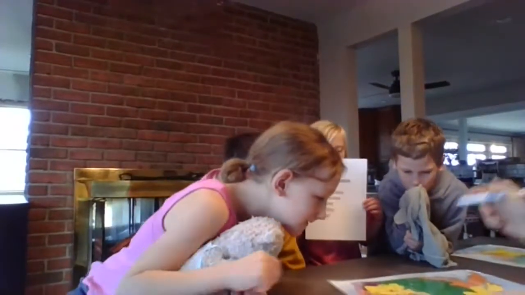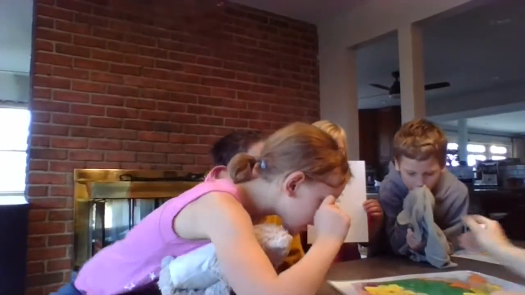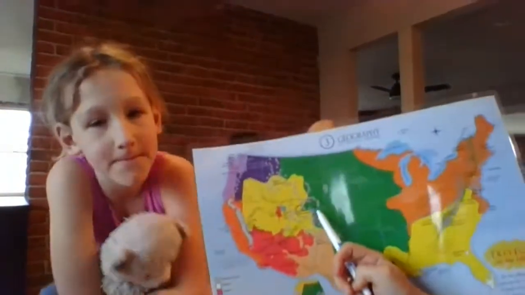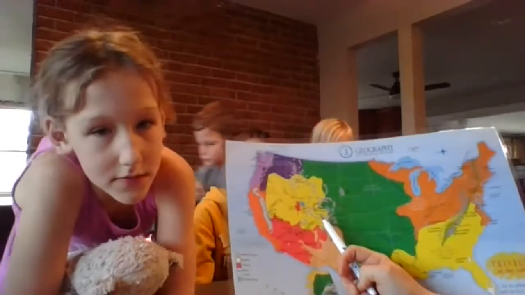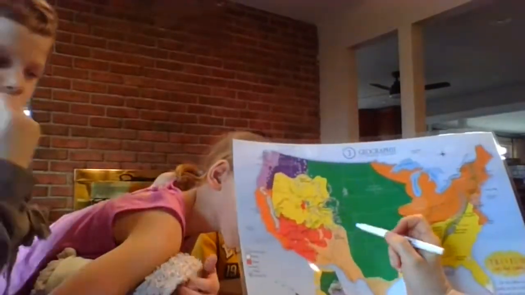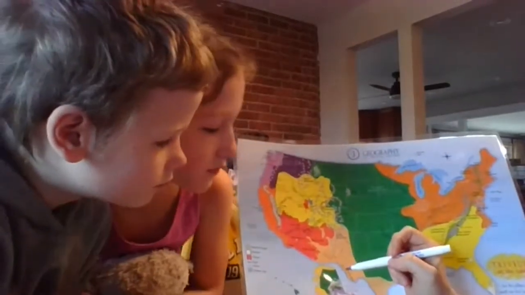Can you find the Rocky Mountains? Right here. Oh, they can't see anything. All right, so here's our Rocky Mountains. Don't worry, you can see them from the back. And then who can find Sierra Nevadas? Found it. Okay, so Sierra Nevada's over here.